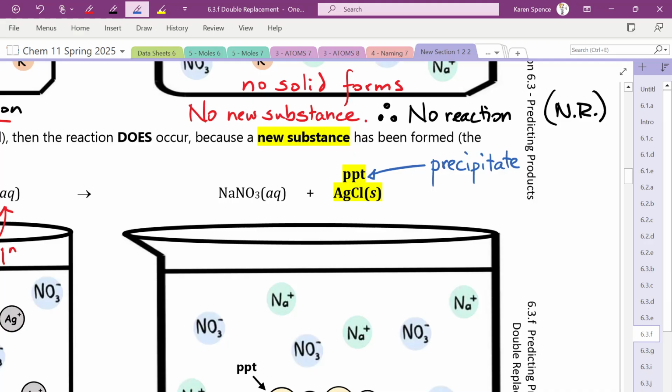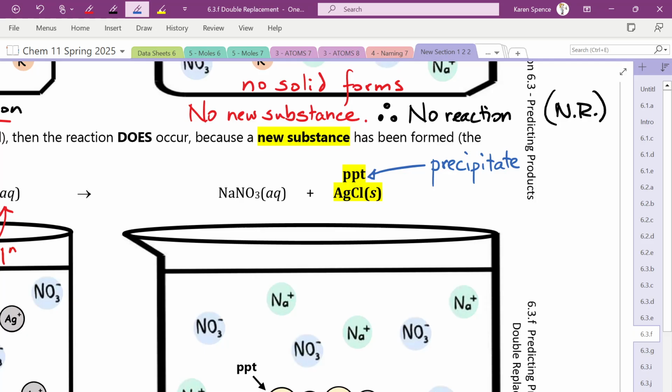Have you guys heard of precipitation? Like rain falling from the sky? Well, you know what the solid does? It falls out of solution. It might take a while, right? But it eventually settles.